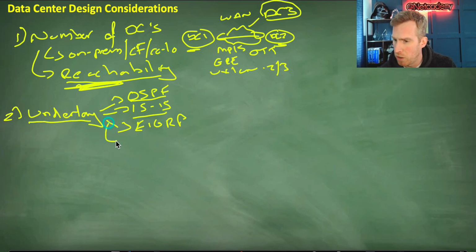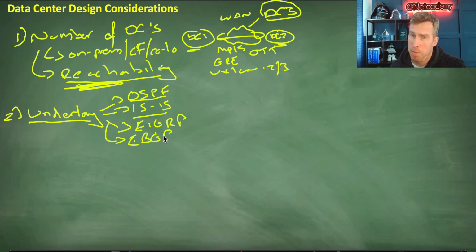But another one which a lot of people will forget is EBGP, Exterior Border Gateway Protocol. Yes, you can use EBGP inside a data center for the underlay.